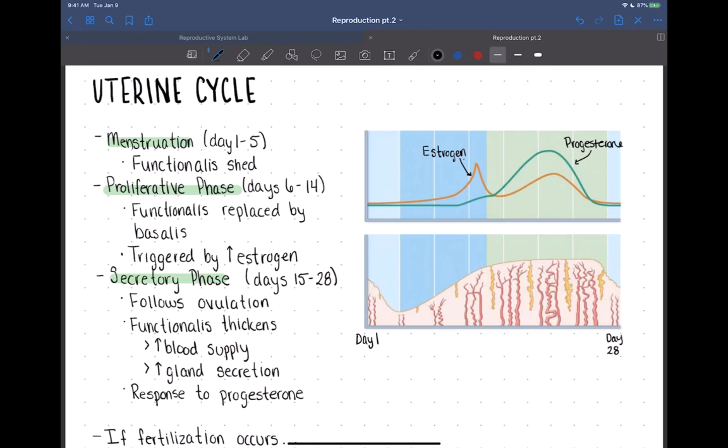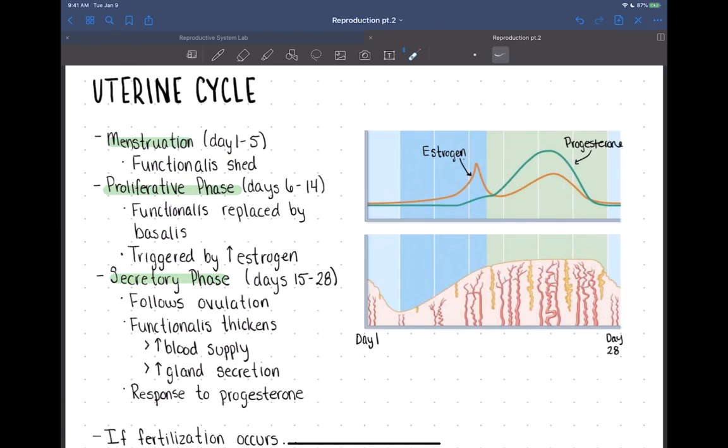So then we would start the proliferative phase. This would be from day 6 to day 14. And during this phase, that functionalis is being replaced by the basalis. So that would be here. This basalis is going to be working hard to replace that missing functionalis, and that's going to be from there until about right here.